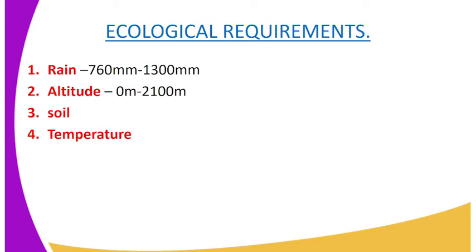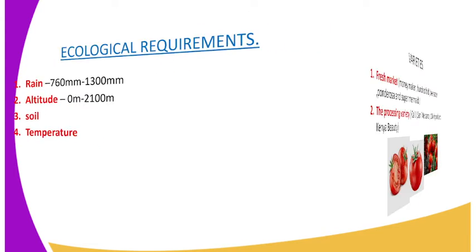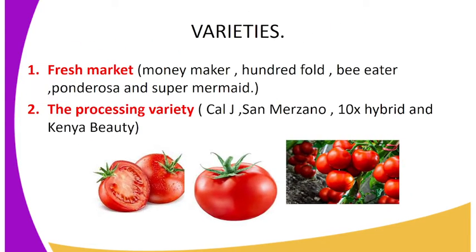Then number 2, we have altitude. The altitude should range from 0 to 2100 meters above sea level, and therefore any altitude between 0 to 2100 meters above sea level is ideal for tomato production. Then we have number 3, the soil. Whenever we are cultivating the tomatoes in the farm, you normally require a highly fertile soil, well-developed and fertile soil.